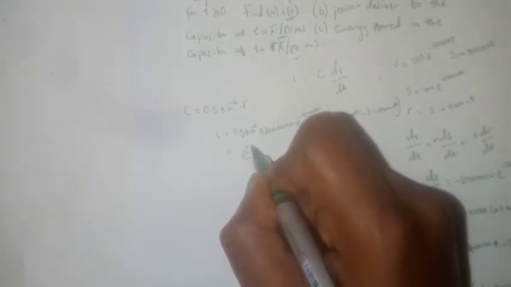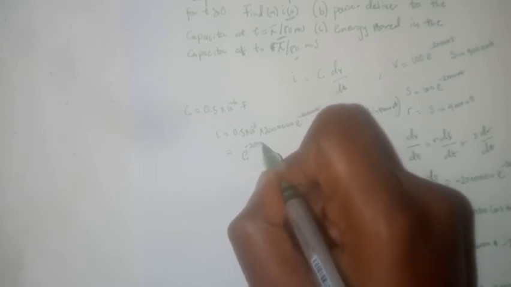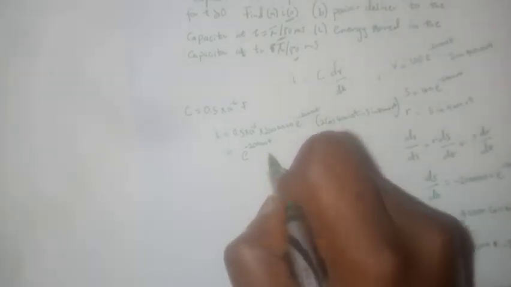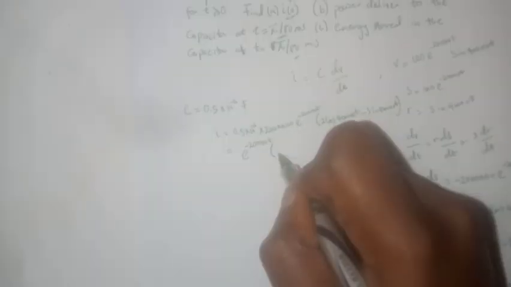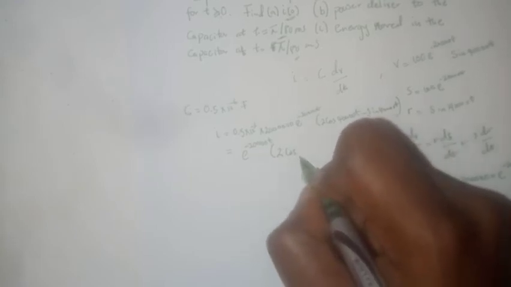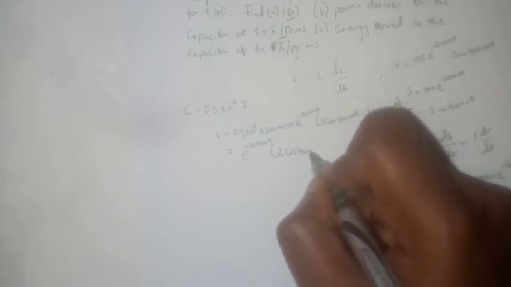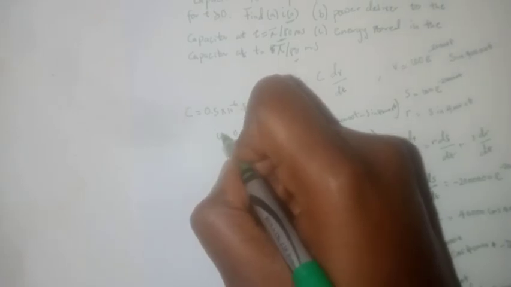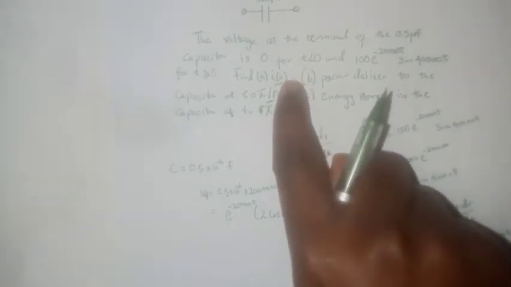So that will equal e raised to the power minus 20,000 t times 2 cos 40,000 t minus sine 40,000 t. These two cancel, they're reciprocals of each other. Now let's not forget that this is I of t, and we're asked to find I naught.